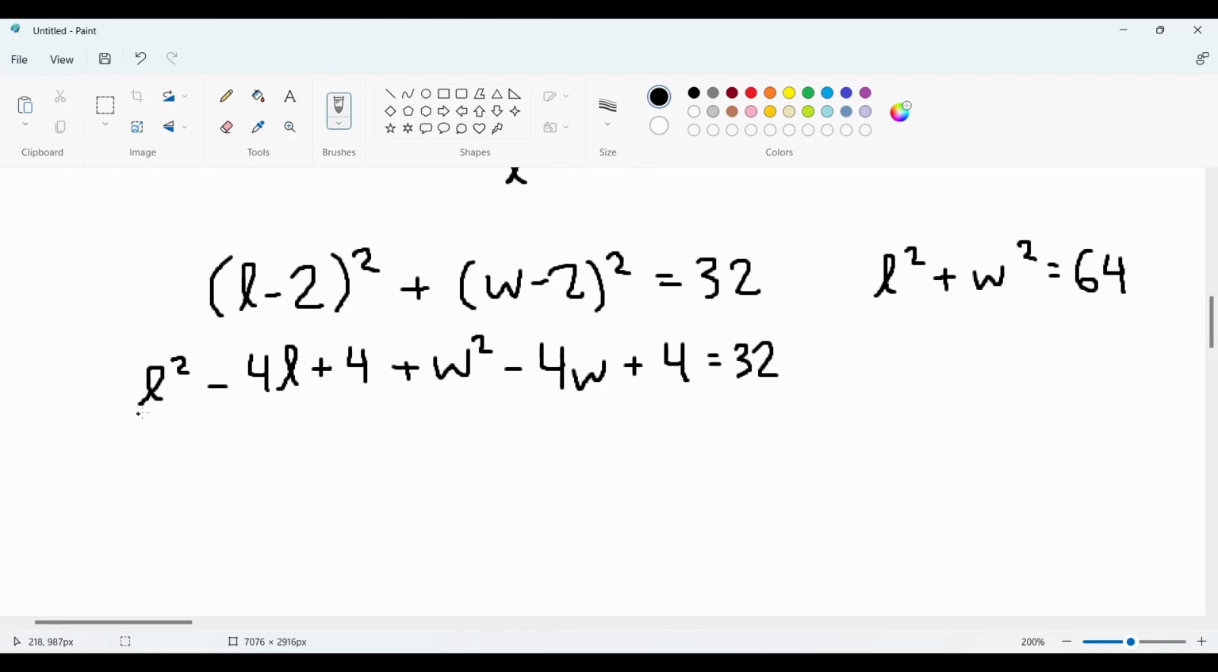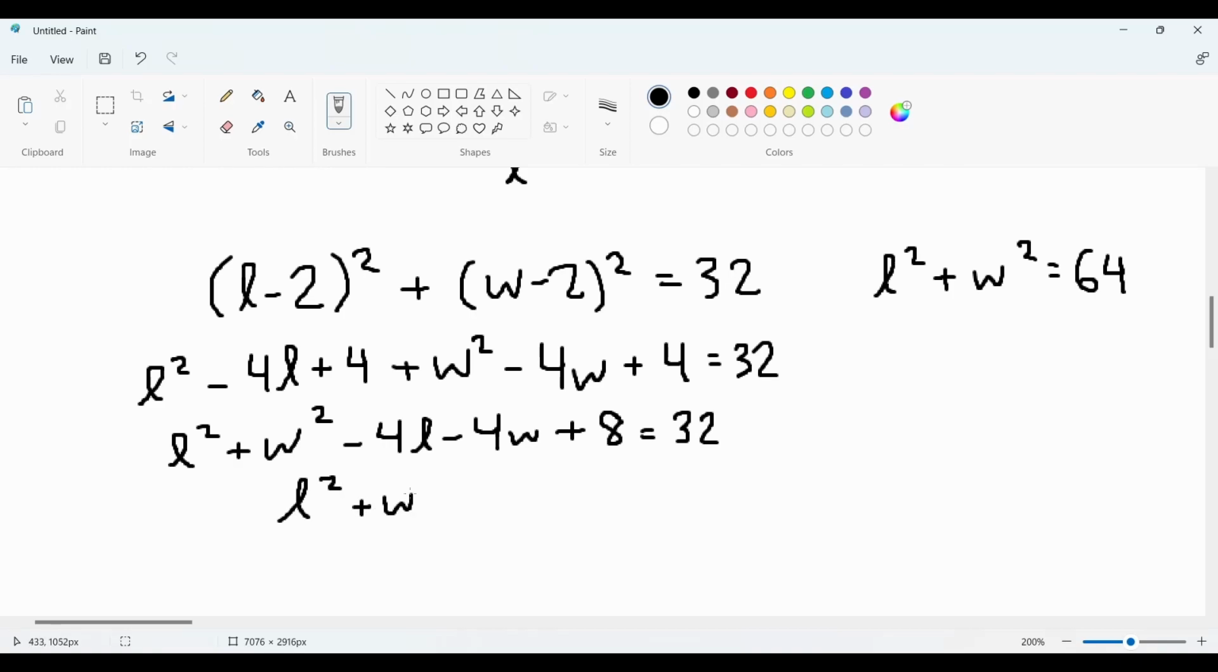So I'm noticing we have L squared plus W squared, and we know it's equal to 64. So that looks like we might make a substitution in 1 second, but let me rearrange stuff. We'll put the L squared plus W squared together. I'll put the minus 4L minus 4W together. And I'll combine these two 4's to create plus 8. And that's equal to 32. Looking at this, I'm just going to move the 8 to the other side. So this becomes 32 minus 8, which is 24.